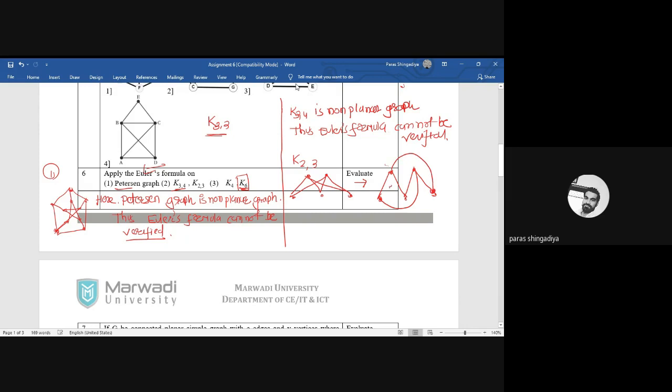How many faces are there? 1 and 2 are inside and 3 is the outside. So 3 faces. Vertices are 5, edges are 6. So Euler's formula, n minus e plus f, will be verified for this graph. There are 5 vertices, 6 edges, plus 3 faces, so you will get the answer 2, and that is verified. Is it clear? Is there any confusion in this answer?